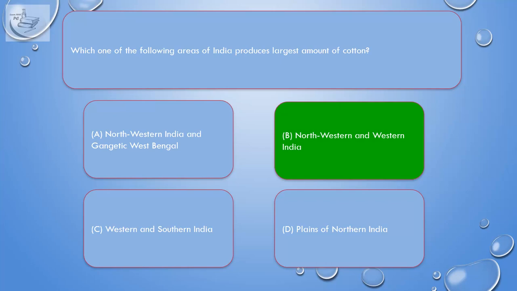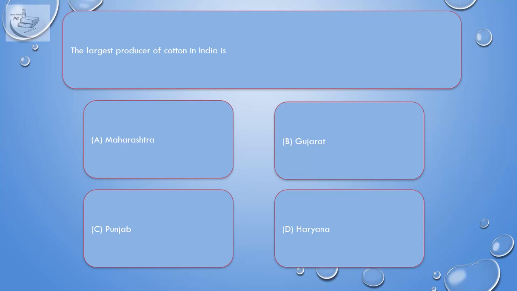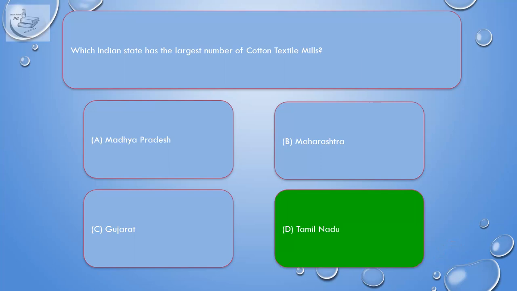Question: the largest producer of cotton in India is A. Maharashtra. B. Gujarat. C. Punjab. D. Haryana. Correct answer is B. Gujarat. Question: which Indian state has the largest number of cotton textile mills? A. Madhya Pradesh. B. Maharashtra. C. Gujarat. D. Tamil Nadu. Correct answer is D. Tamil Nadu.